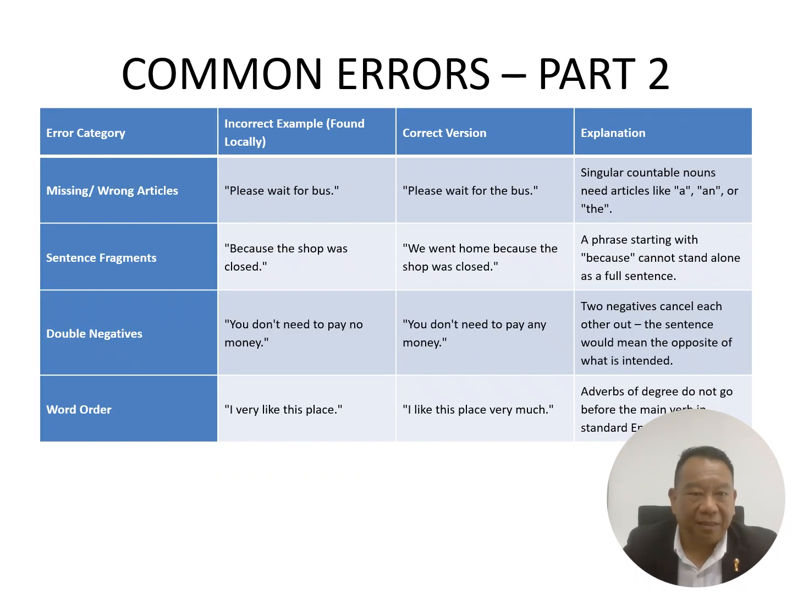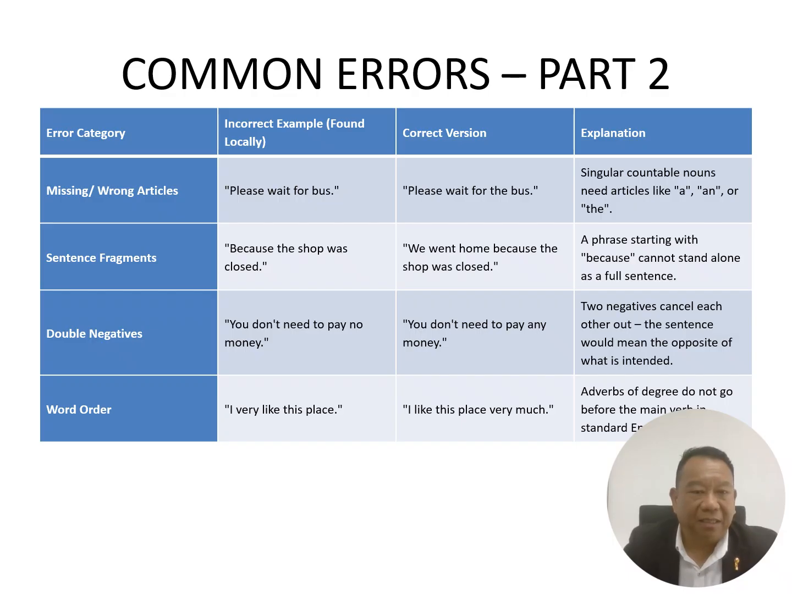The third, the other common errors here are missing words and articles. For example, the incorrect example is "Please wait for bus." The correct version should be "Please wait for the bus." Singular countable nouns need an article like a, an, or the. The sentence fragment, "Because the shop was closed," is incorrect. The correct version is "We went home because the shop was closed." A phrase starting with because cannot stand alone as a full sentence.